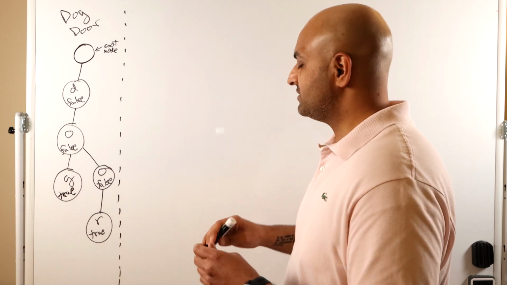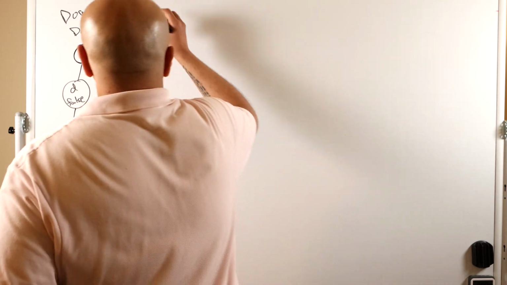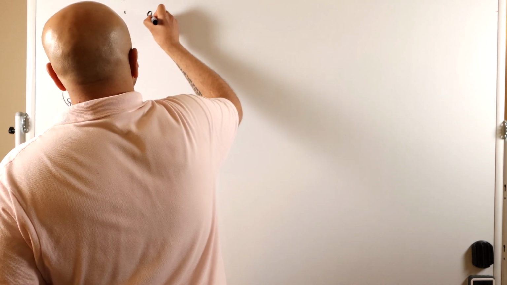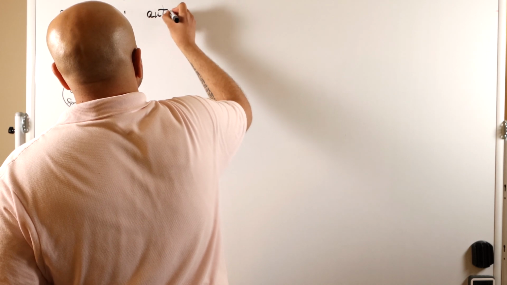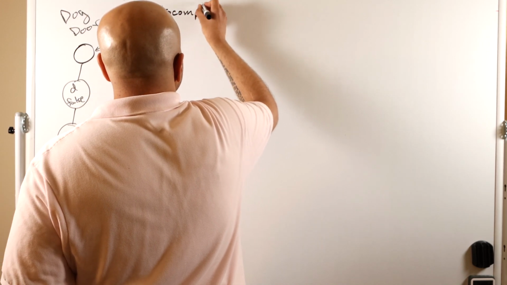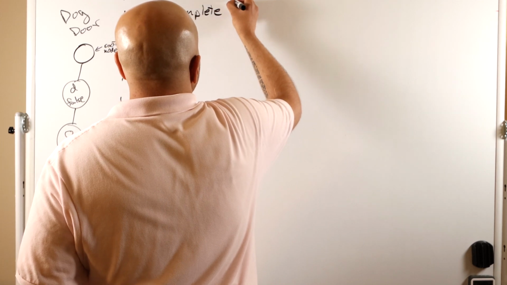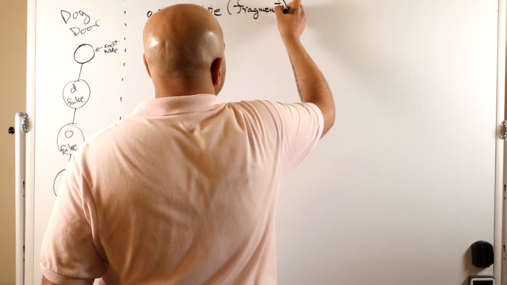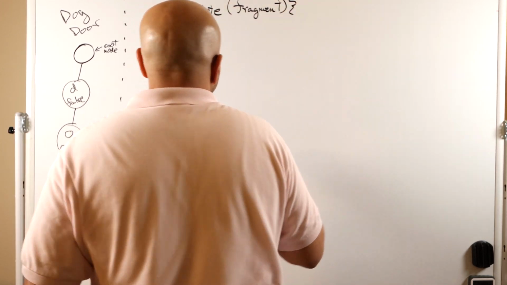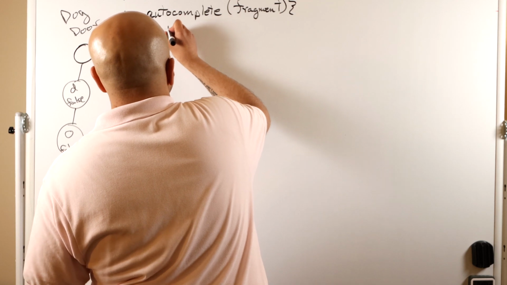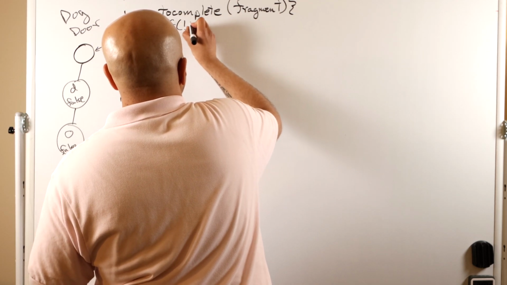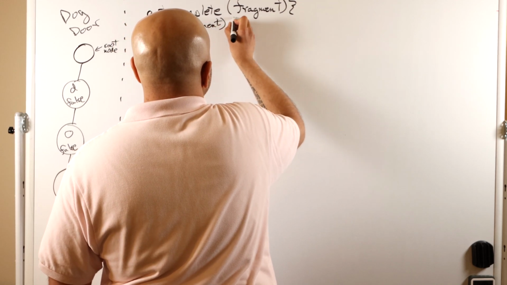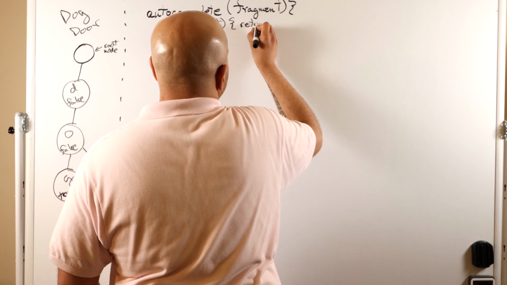So let's go ahead and get started. So we'll define our autocomplete. And it will take a fragment. And this is just a string. As always, we'll say if not fragment. So if it's null or undefined, we'll just go ahead and return right now.